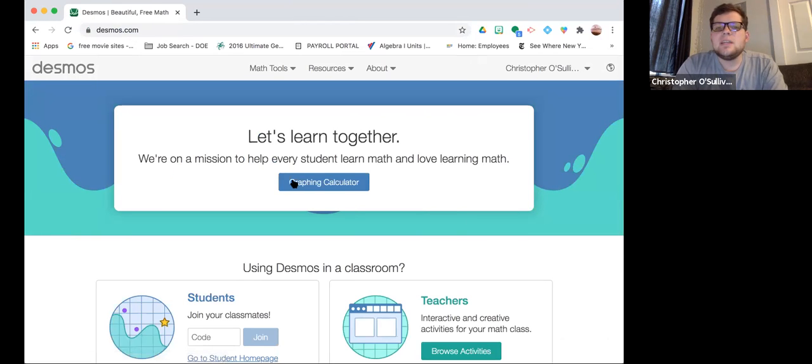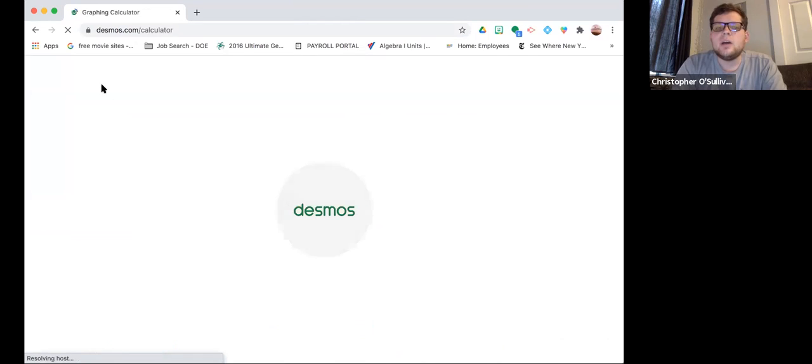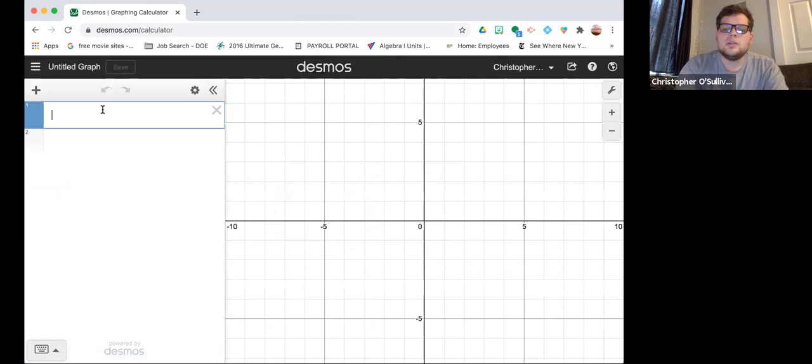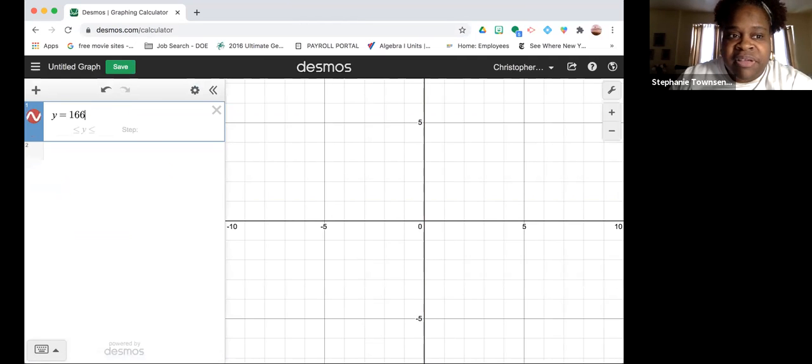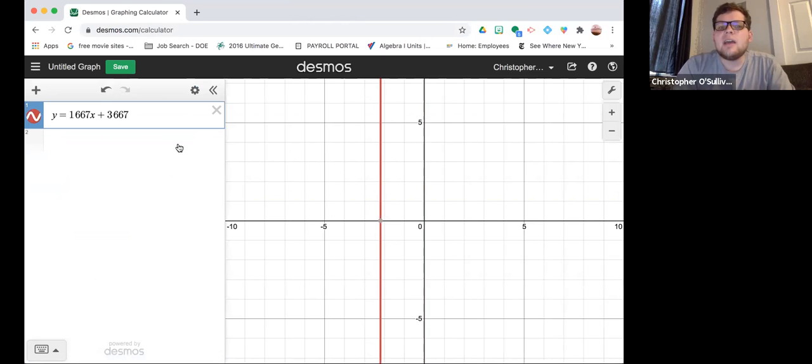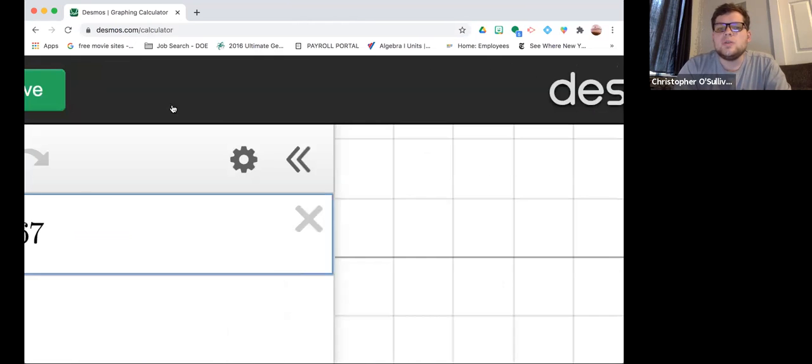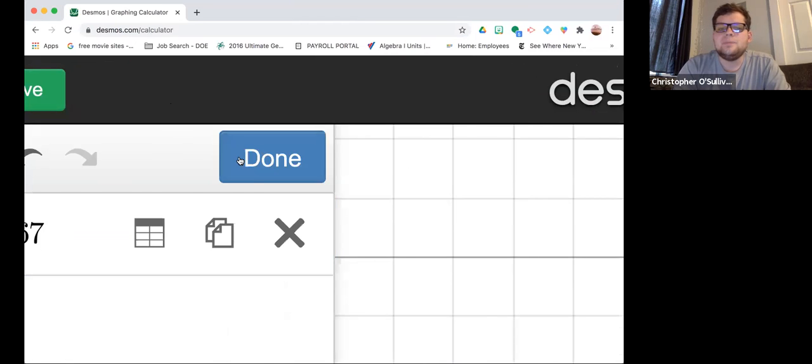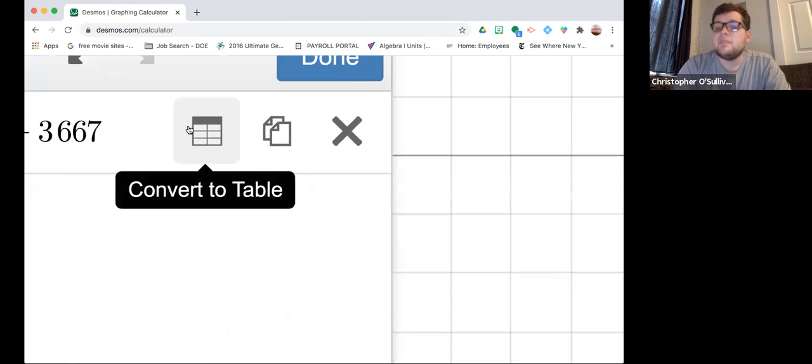Okay, so now I'm gonna go to desmos.com, and I'm going to type in the equation we just had. The equation was, I believe, y equals 1667x plus 3667. So if we look, I don't have a table of values. So what we're going to do is zoom in. And on my screen, there should be this little gear. I'm going to click on it. And if I look, there's convert to a table. I'm going to click on convert to a table.